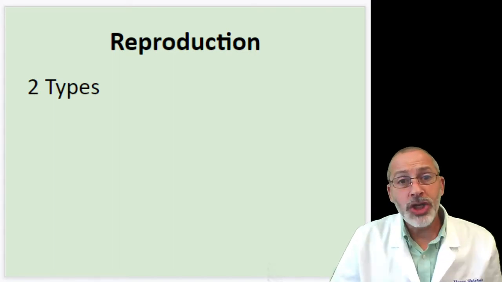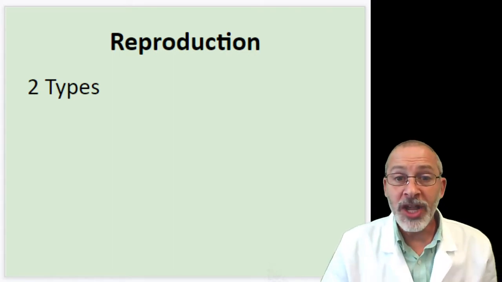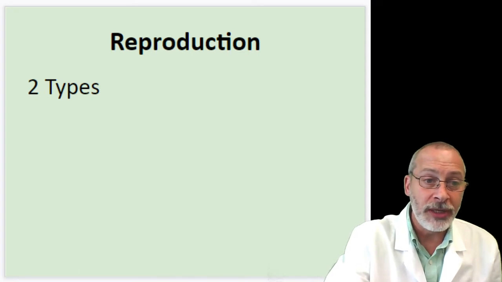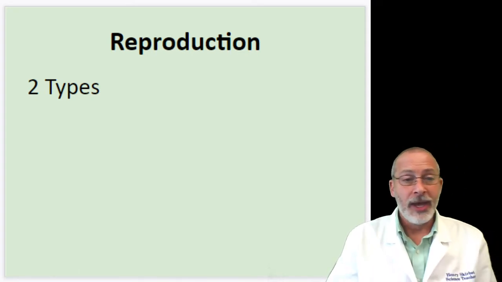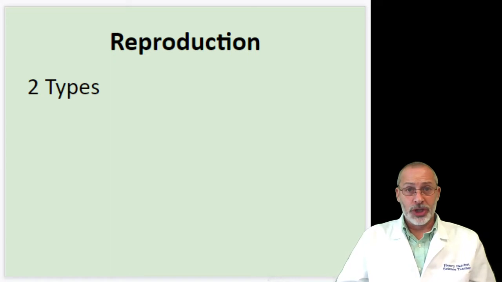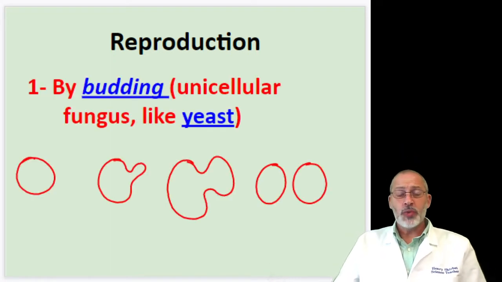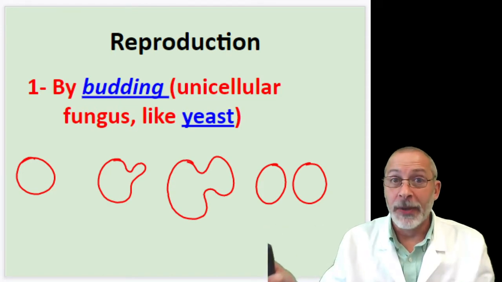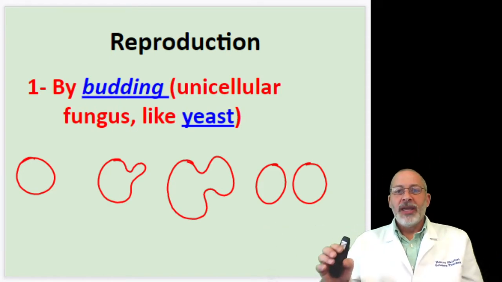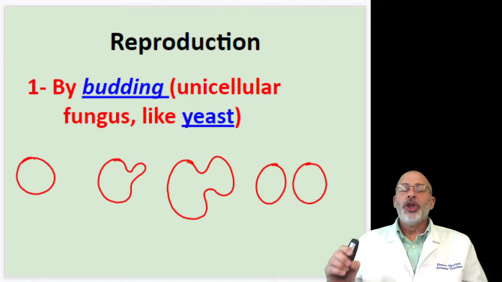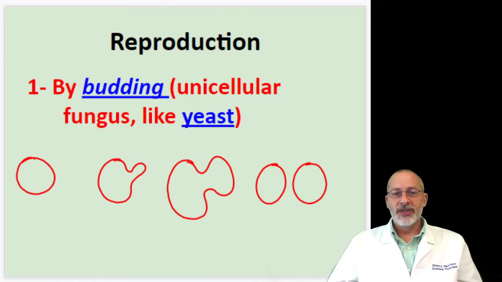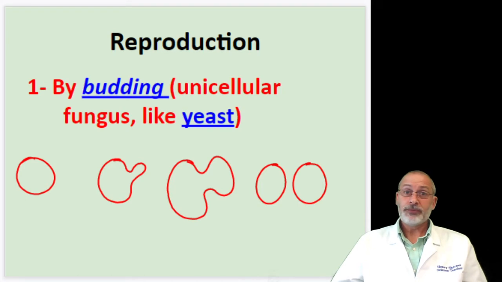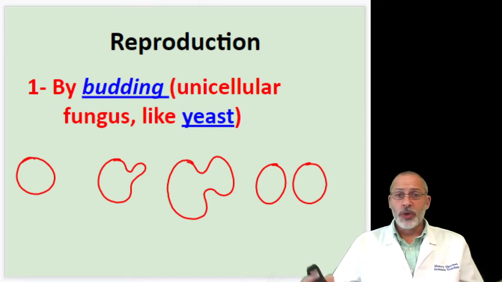Not all reproduction is the same. Fungi reproduce in more than one way. There are two types of reproduction in the fungi kingdom. The first one is called budding. Not the buddy system, but budding. Budding takes place with unicellular fungus like yeast. So unicellular, one-celled fungi reproduce by means of budding.